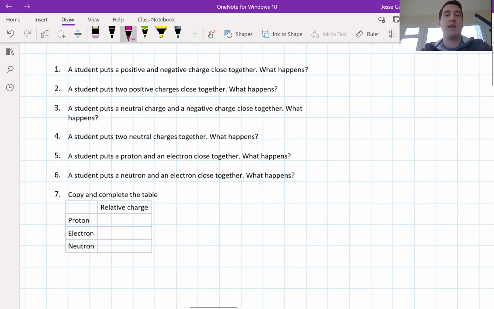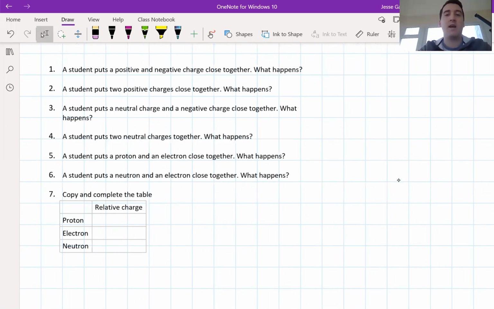A student puts a positive and a negative charge close together. What happens? Well, they attract. So the first one is they attract. The student puts two positive charges. What happens? Well, they repel. Well done if you said that. Okay, so they attract is number one and they repel is number two.